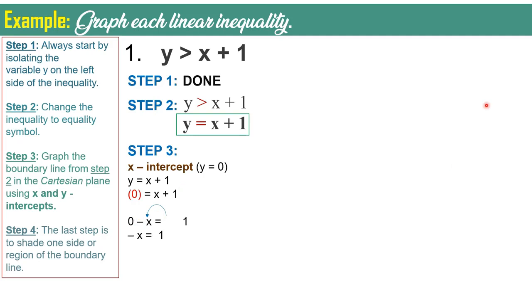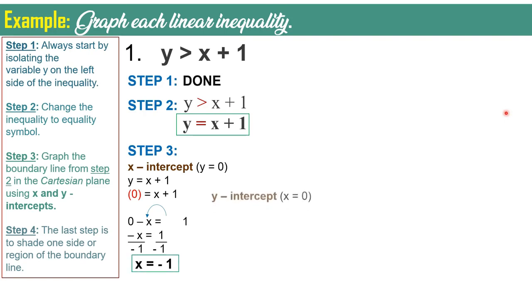Since we are solving for x, remove the negative sign. To remove it, just divide both sides by negative 1. So cancel the negative sign. 1 divided by negative 1 will give us negative 1. Therefore, the x-intercept of this inequality is equal to negative 1.